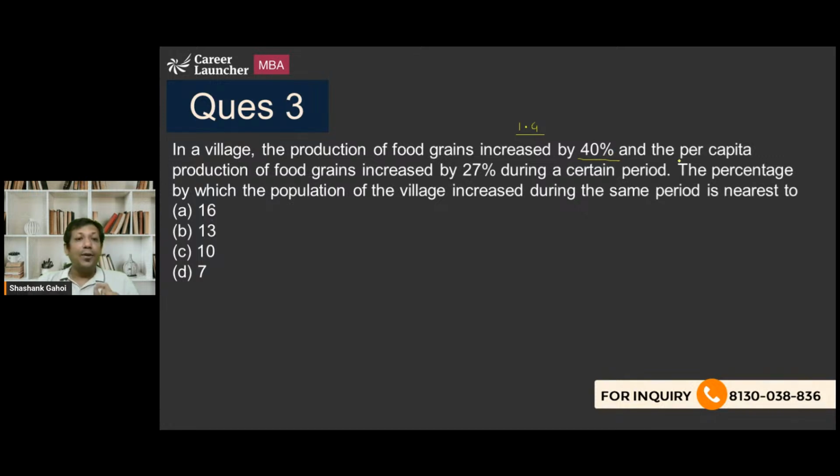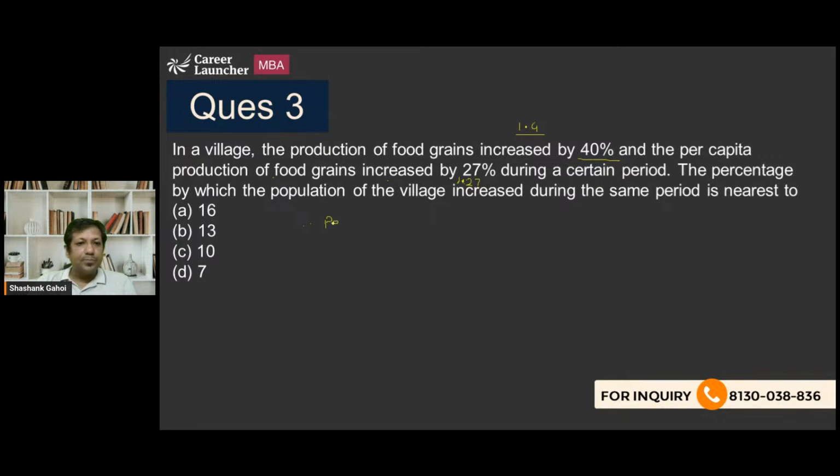If the per capita production of food grains is increased by 27%, meaning if initially it was 100, it has become 127, meaning it has become 1.27 times. Okay. The percentage by which the population of the village increased during the same period is nearest to what?